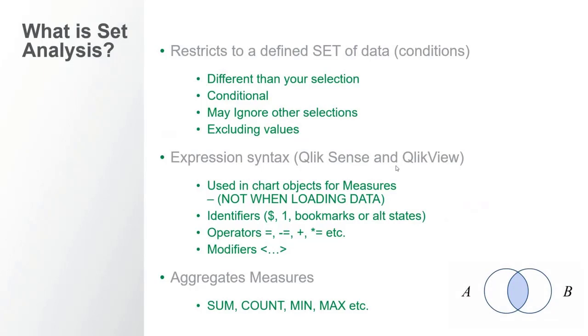When you're used to selecting data, you're actually picking items from a list, and the results will automatically display that aggregated data based on your selection. But when you define set analysis, you're restricting it to a set of conditions that you define. Okay, it's different than your selection. It's completely conditional, and you can set it to ignore and exclude other selections as well. So as you're presenting and performing your analysis, you can have different, opposite effects of what you're looking for if you're choosing to ignore selections or exclude values.